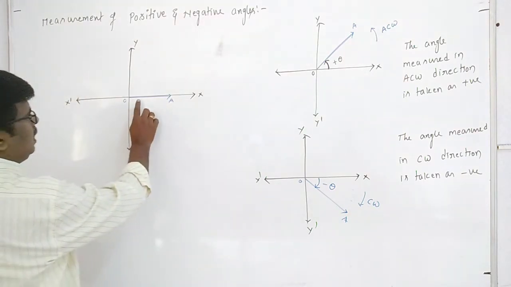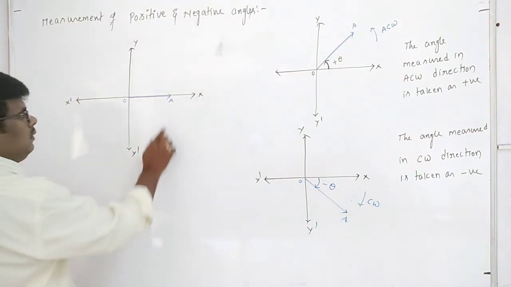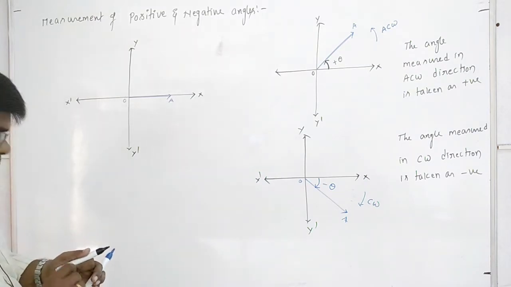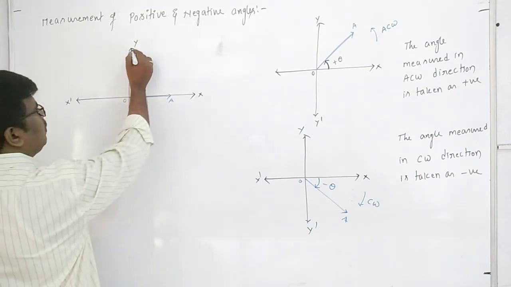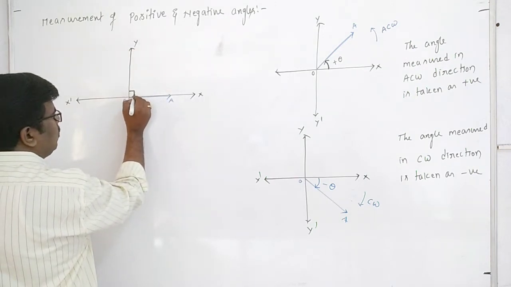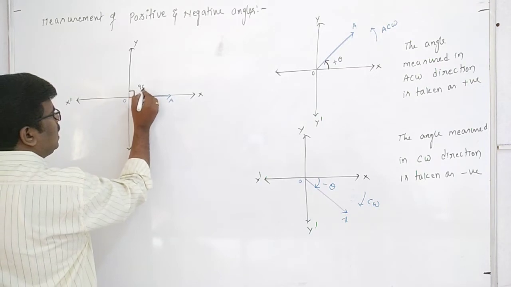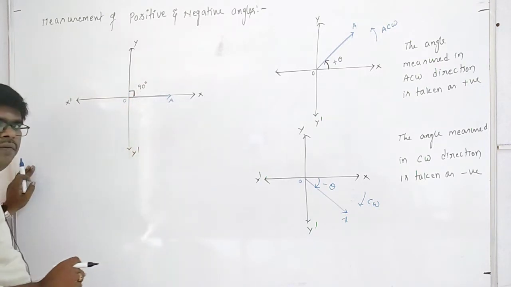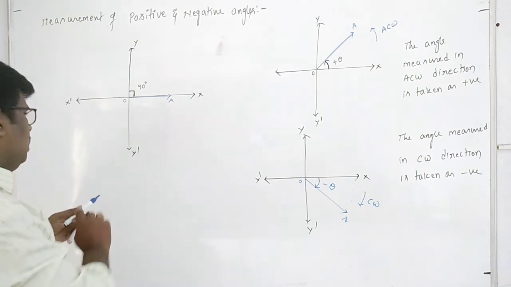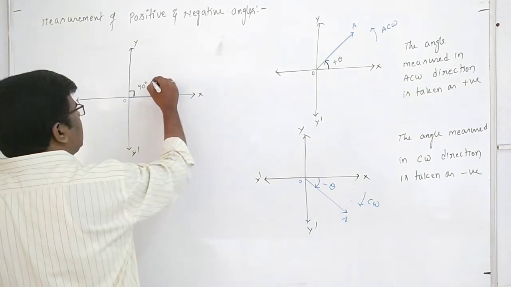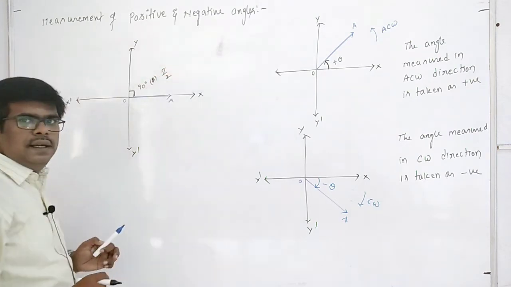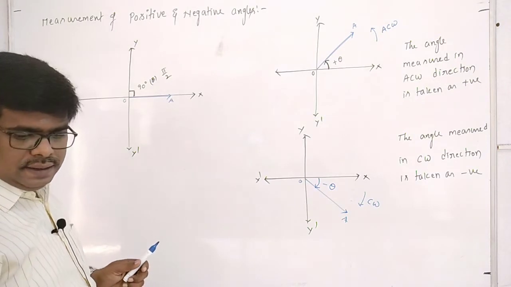And you can observe one thing, examples. If the ray is there like this, actually, what is the angle between x and y here? 90 degrees or a right angle, we can say. Or else we can say in radians it is pi by 2 radians.